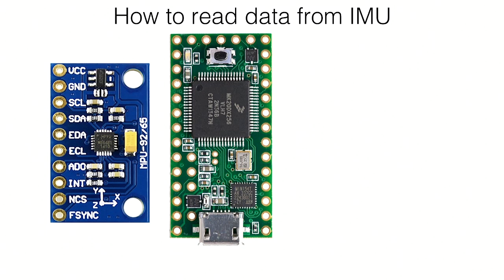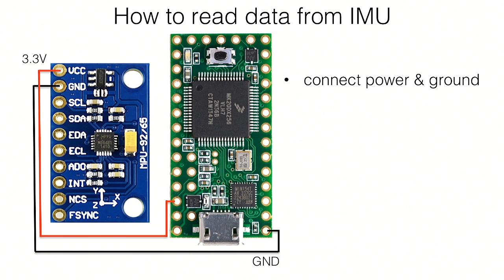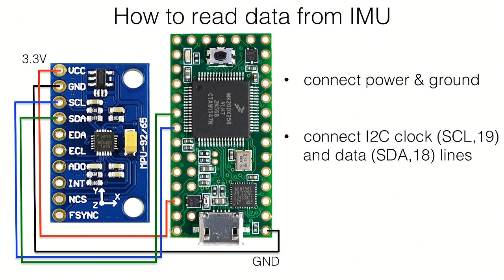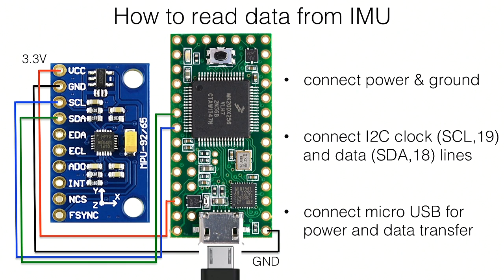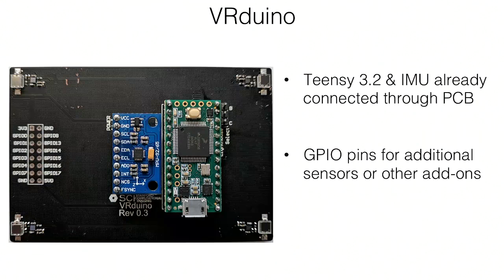And again, it's very simple to connect these. You're just going to connect power and ground. These operate at 3.3 volts, and you're going to connect the clock and the data line for the I2C signal. So really, it's just 2 wires. And that's pretty much it. Then you connect your USB cable and you can read out the data. We already implemented all of this on the VArduino. You can remove the Teensy and the IMU from that, or you can plug it in. It's just a couple of headers.